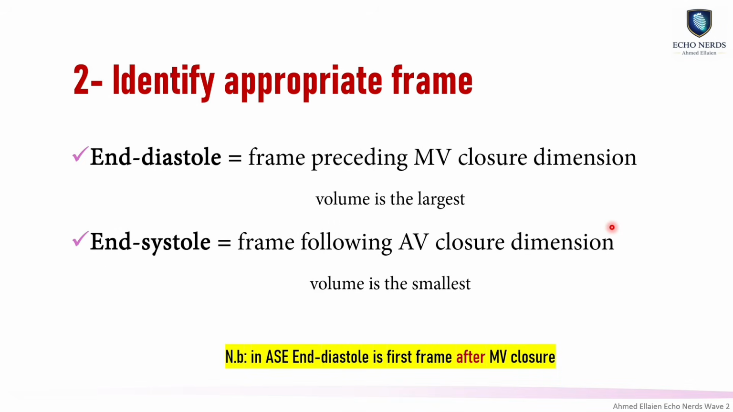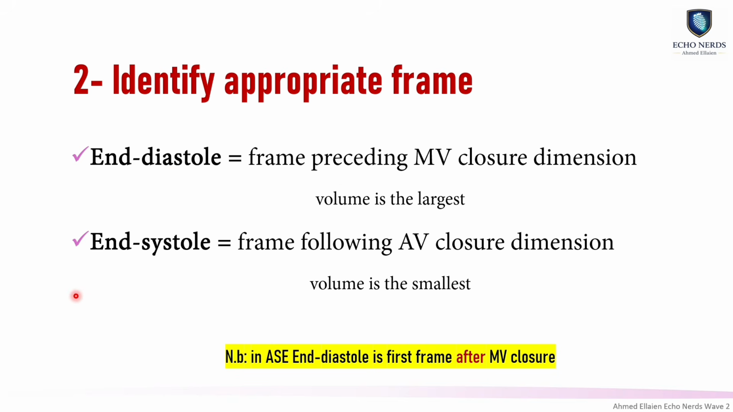The second step is choosing the correct cardiac frame, which is very important because end diastole is identified as the first frame preceding mitral valve closure. So end diastole is the frame preceding mitral valve closure, which corresponds to the largest volume of the LV. We have to choose the largest volume and trace the borders at it to get the end diastolic volume.